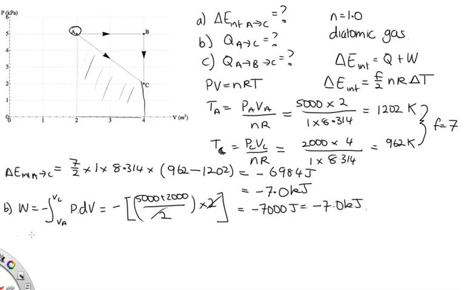Okay, now we've been asked to find how much heat is added. Q is equal to the change in internal energy minus the work done. So in this case, we should actually use our exact number here, minus 6,984 minus minus 7,000. So these add together, they almost cancel out, and we end up with 16 joules of heat added.